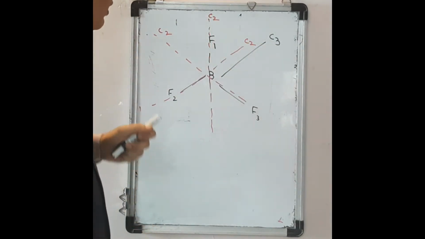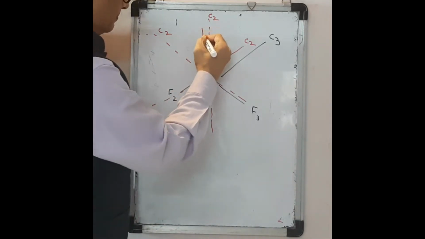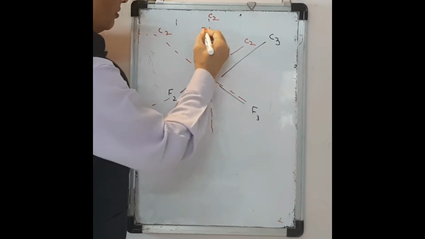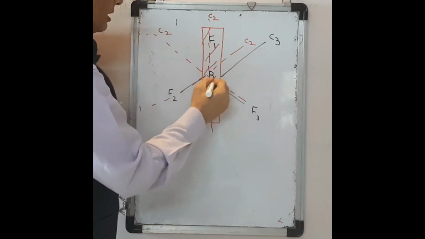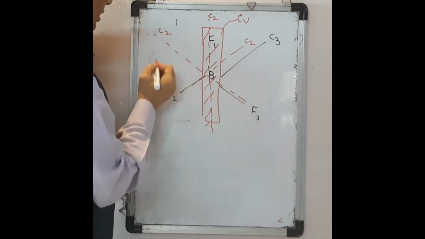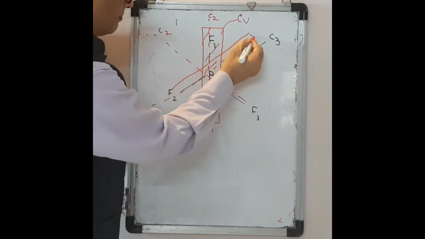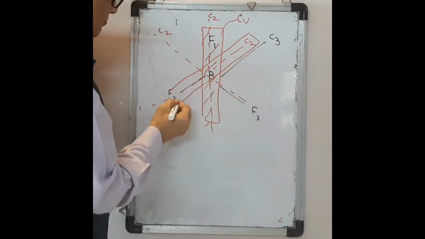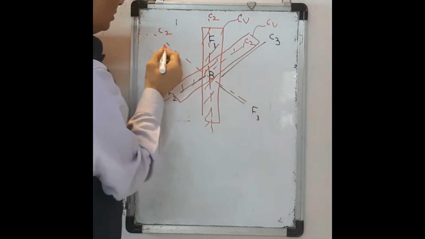It contains 3 vertical planes. This is the first vertical plane. A mirror plane which contains the principal axis is called a vertical plane of symmetry. So this is the first vertical plane. This is the second vertical plane. And this is the third vertical plane.